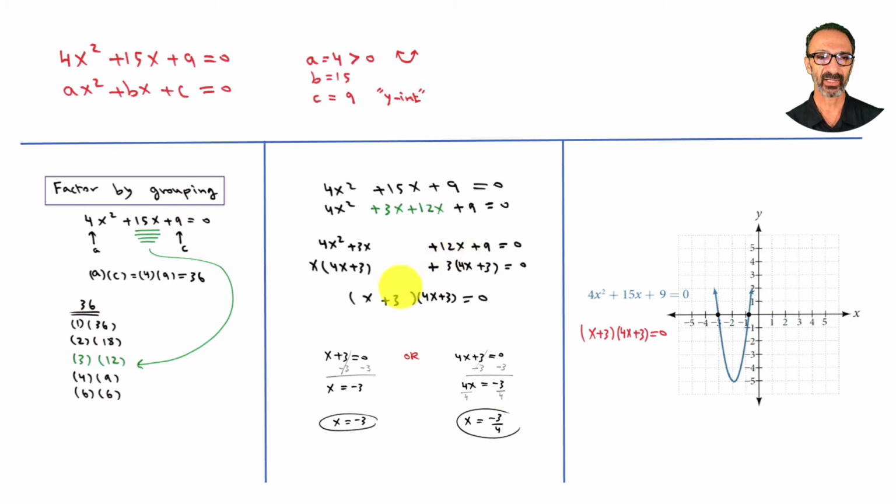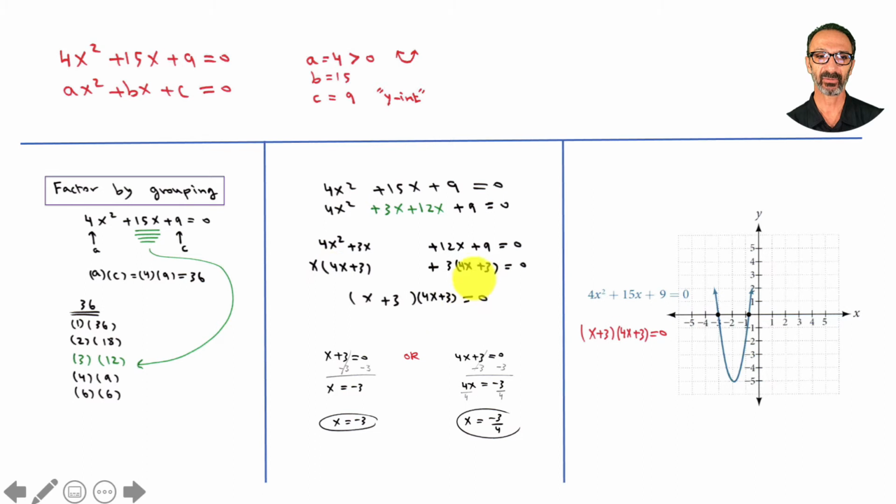3 times 4x will take me back to 12x. 3 times 3 will take me back to 9. But usually this is what happens. This is the factor by grouping. Once you do the math correctly and you follow the steps, you end up with 4x plus 3 and 4x plus 3 in this example, the same. Now this is a common factor between these two groups.